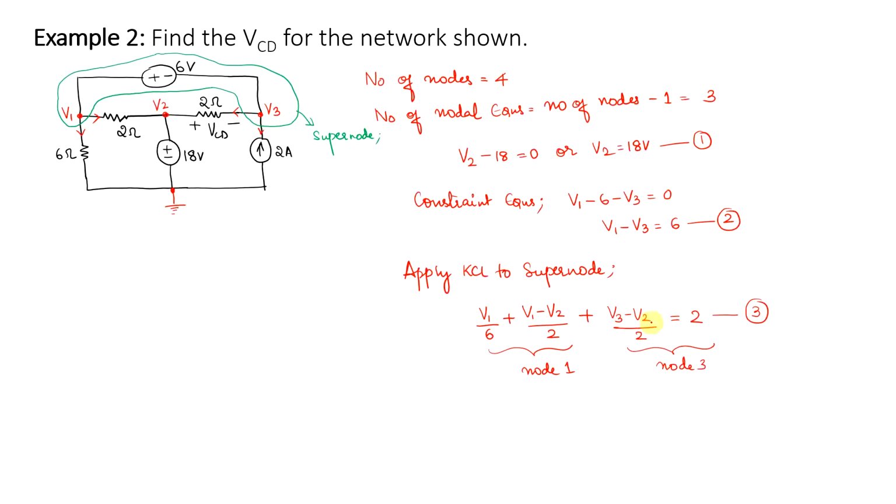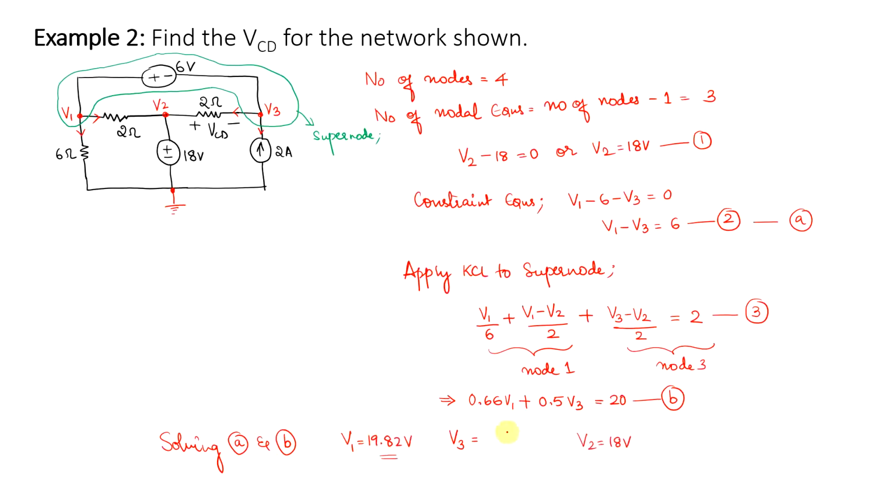Equation 3, I can reduce this, so let us solve the two equations and see what we get. This would be your equation A and this would be your equation B. Solving equation A and equation B, what do you get? V1 value is 19.82, and V3 value is 13.82. So this is V1, V3 and V2.